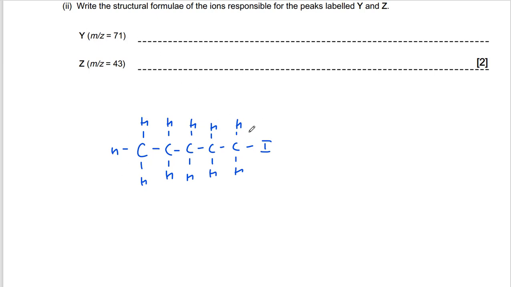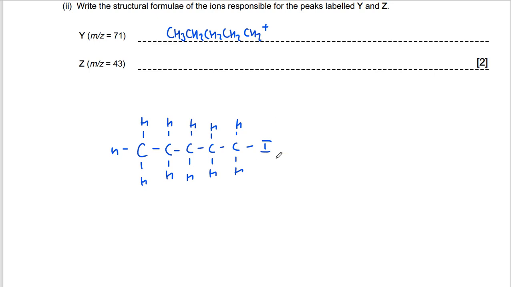So for 71, we're clearly breaking the bond here, and the ion is going to be CH3, CH2, CH2, CH2, CH2 plus, and that's it. Okay, that equals 71.